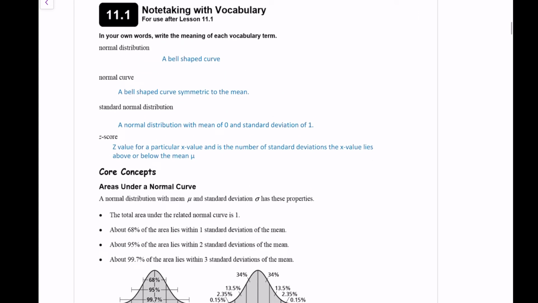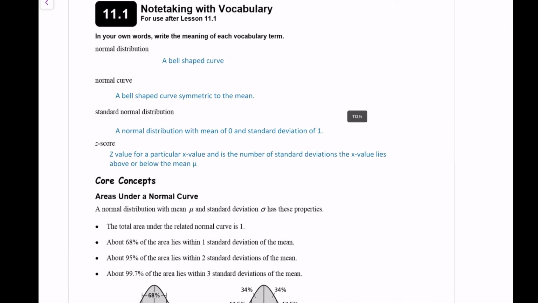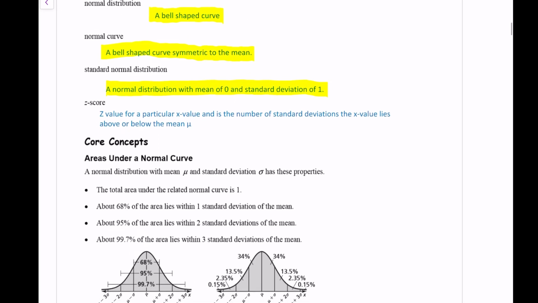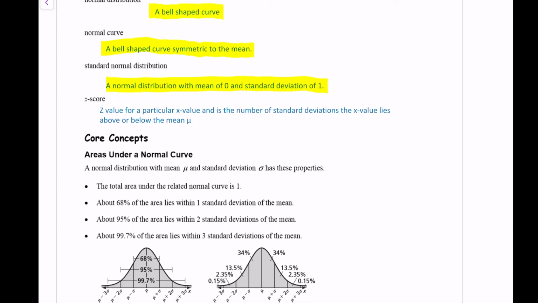Before we do that, let's take a look at a few vocabulary terms. We have normal distribution. Once again, that's a bell-shaped curve right here. A normal curve is a bell-shaped curve that's symmetric to the mean. Then there's standard normal distribution, a normal distribution with a mean of 0 and a standard deviation of 1. And finally, we have the z-score, which is the z-value for a particular x value and is the number of standard deviations the x value lies above or below the mean, or mu.